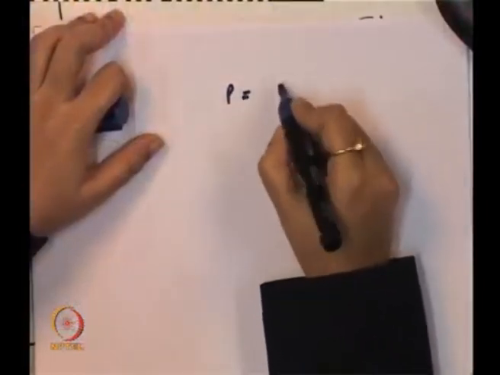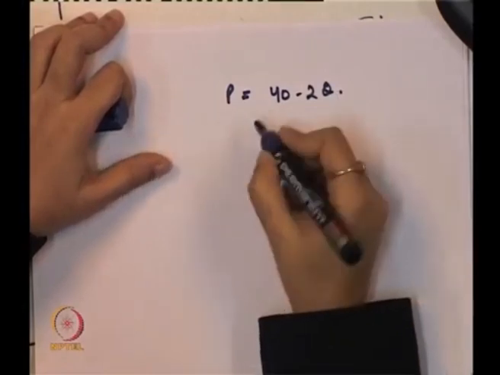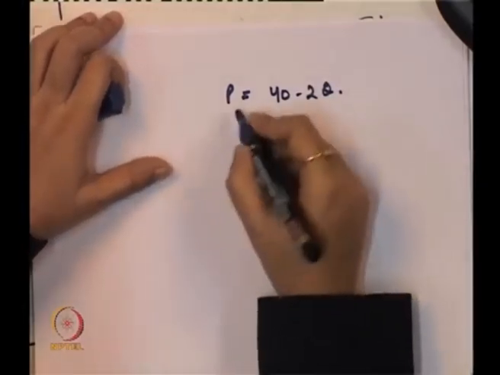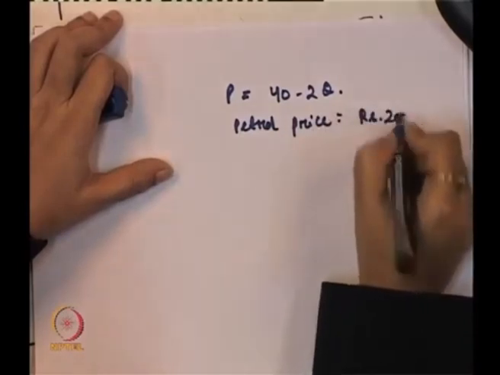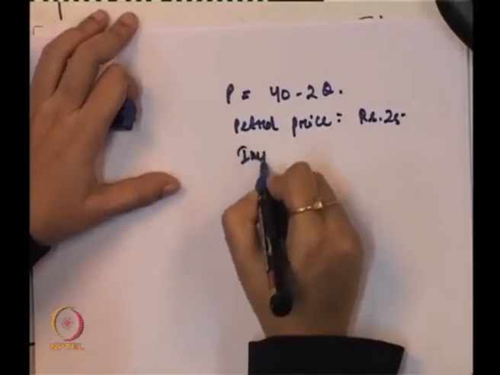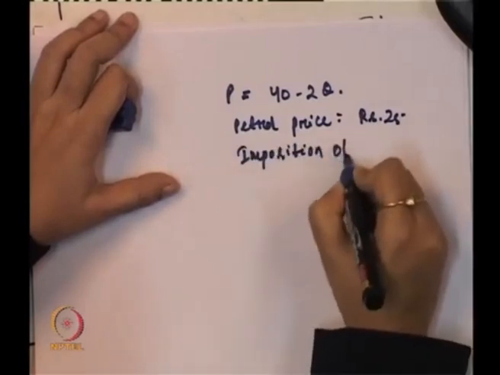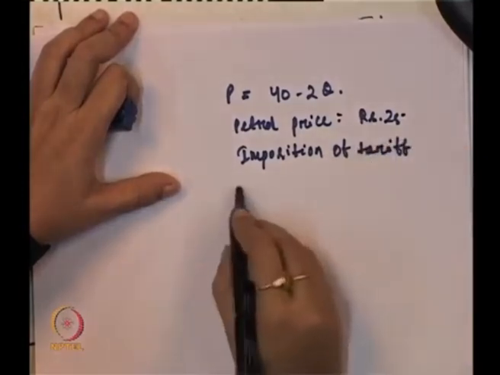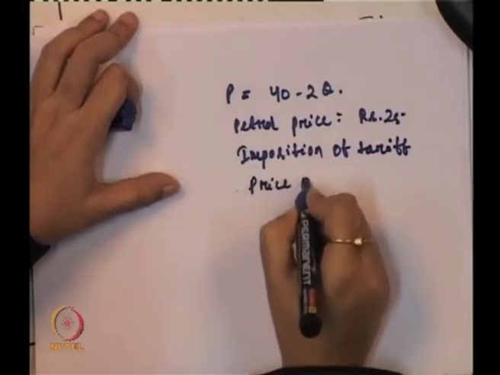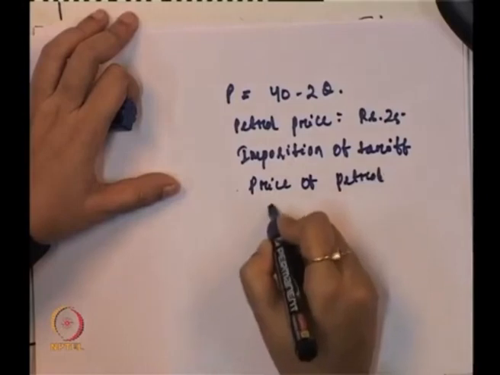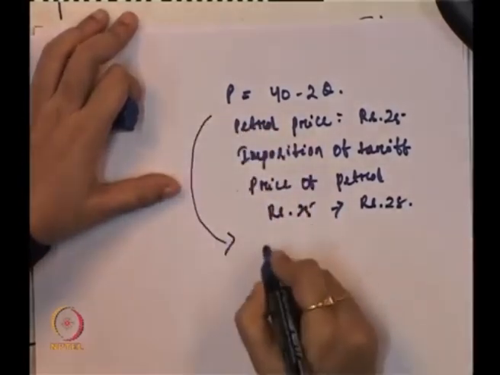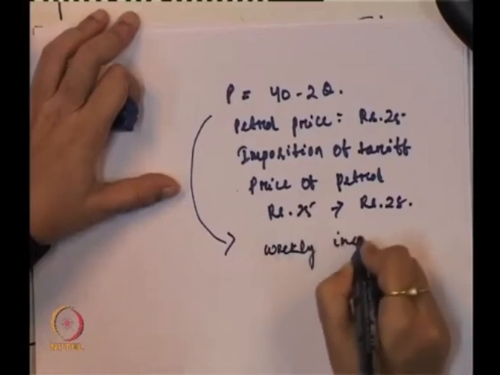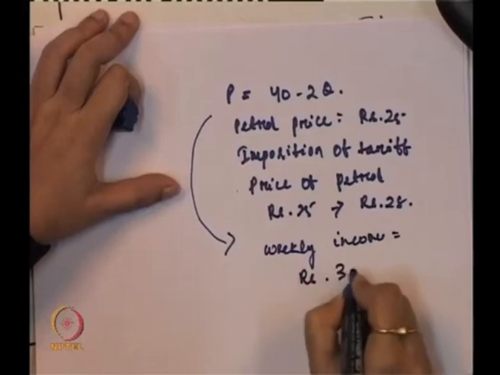In the numerical example, we have one demand function, P is equal to 40 minus 2Q, and suppose this is the demand function of petrol, and initially the petrol price is 25 rupees. There is an imposition of tariff from the government, and that leads to an increase in the price of petrol from 25 rupees to 28 rupees. Then we have one additional piece of information: the weekly income of the consumer is rupees 3000.